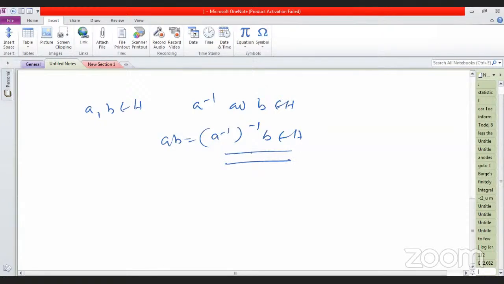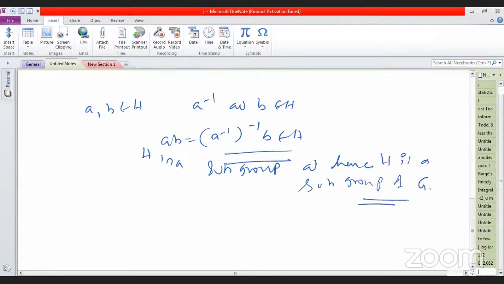Why? A inverse of inverse is A. That is the closure property. So therefore, H is a subgroup. Hence H is a subgroup of G. Is it correct?